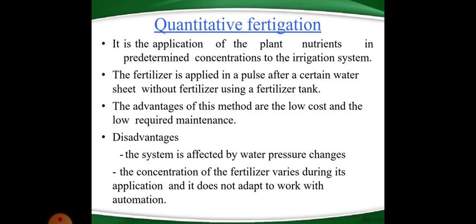It is the application of the plant nutrients in predetermined concentration to the irrigation system. The fertilizer is applied in a pulse after a certain water sheet without fertilizer using a fertilizer tank. The advantages of this method are the low cost and the low required maintenance, and the disadvantages are the system is affected by water pressure changes. The concentration of the fertilizer varies during its application and it doesn't adapt to work with automation.